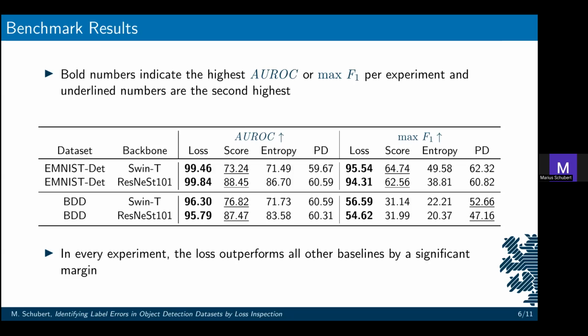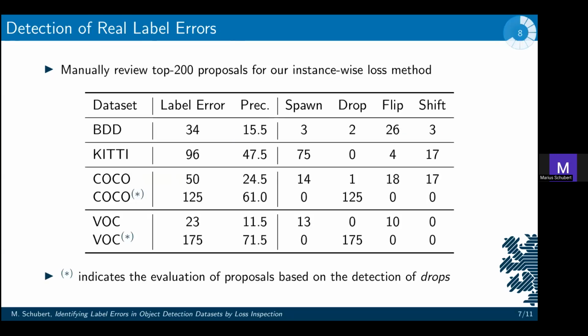But maybe the more interesting question is whether we can apply our method to find real label errors. And this table shows, yes, we can. So what we've done is we applied the instance-wise loss method and had a view on the top 200 label error proposals. That means we manually reviewed 200 label error proposals for every dataset. Although BDD is already well labeled, we can still find 34 label errors. In addition, we find 96 label errors for Kitty, 125 for Coco, and even 175 for Pascal VOC.